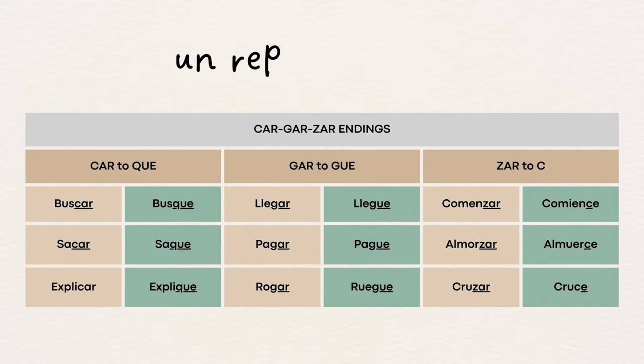The next thing are the endings in car, gar, zar. So car goes to que, like in buscar becomes busque. Then you have gar goes to gue, like in llegar becomes llegue. Lastly, the zar goes to C, just like in comenzar becomes comience, like we saw with the E to IE change. Those are the stem changers and the endings that you should be aware of for this irregular present subjunctive conjugation practice.